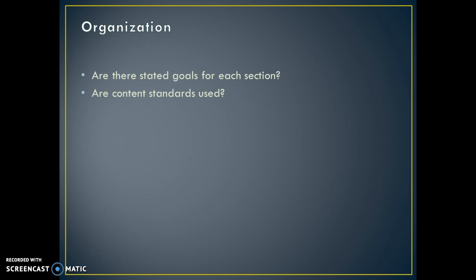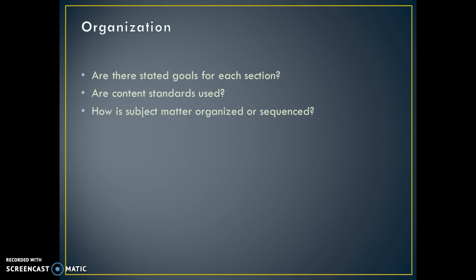And once again, we want to know, are the content standards used? As you can see, almost at the end of each unit, it does have a section for the content, which states every single standard used. Some are used multiple times throughout.